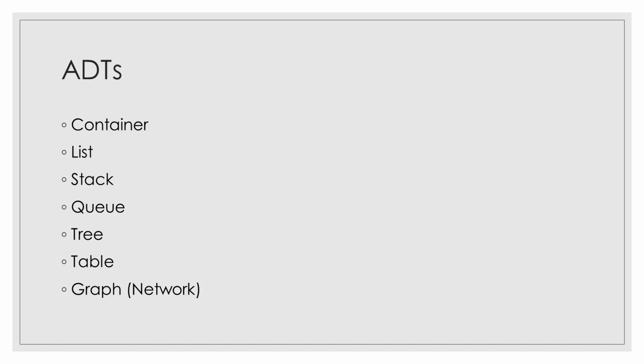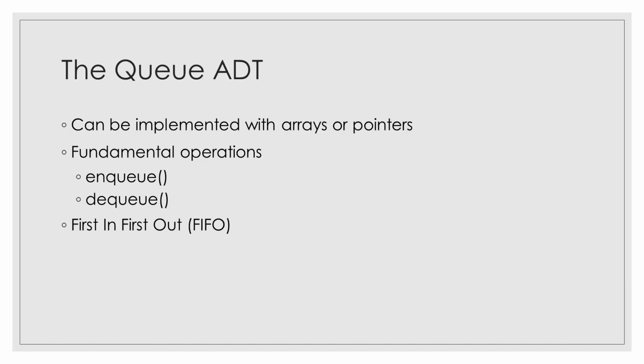In our previous video, we talked about the container, the list, and the stack ADT. Today we'll talk about the queue, the tree, the table, and the graph. The queue is the first one.